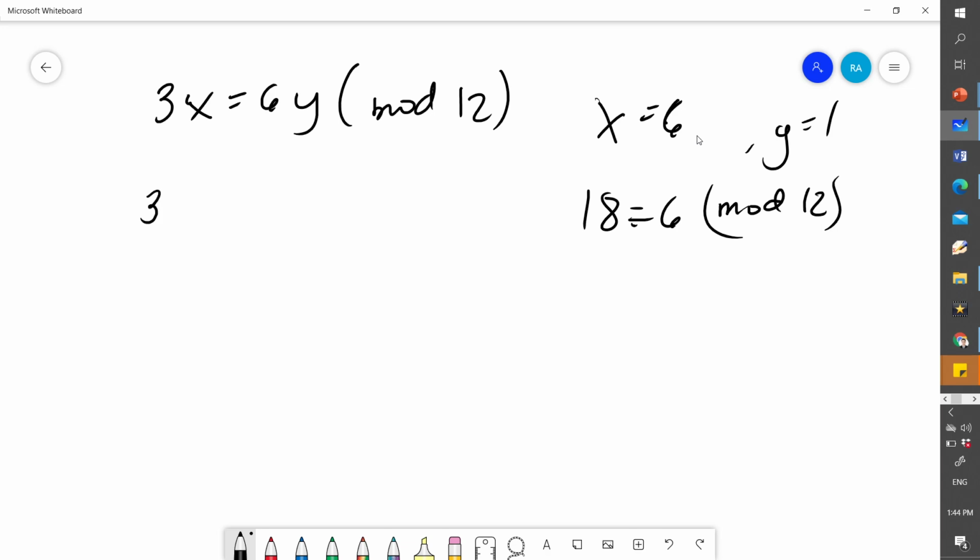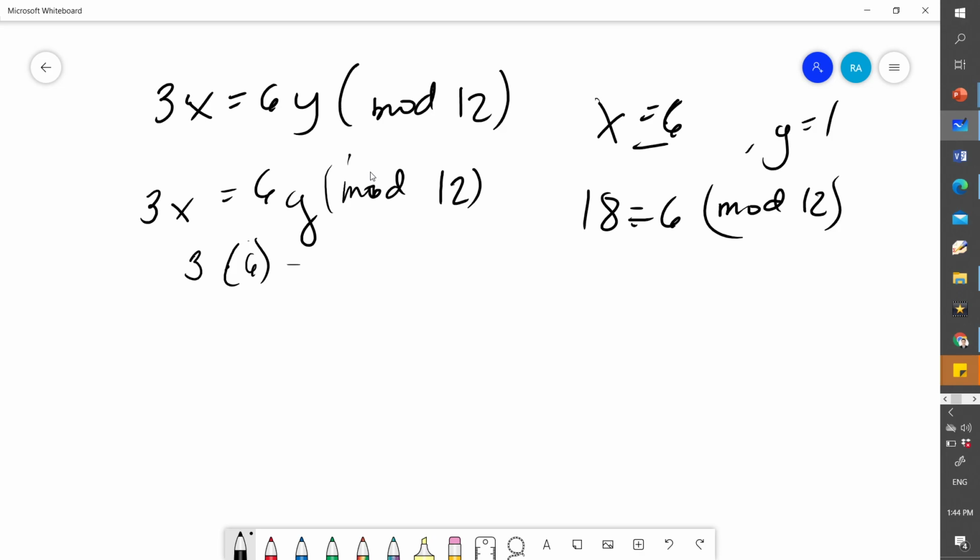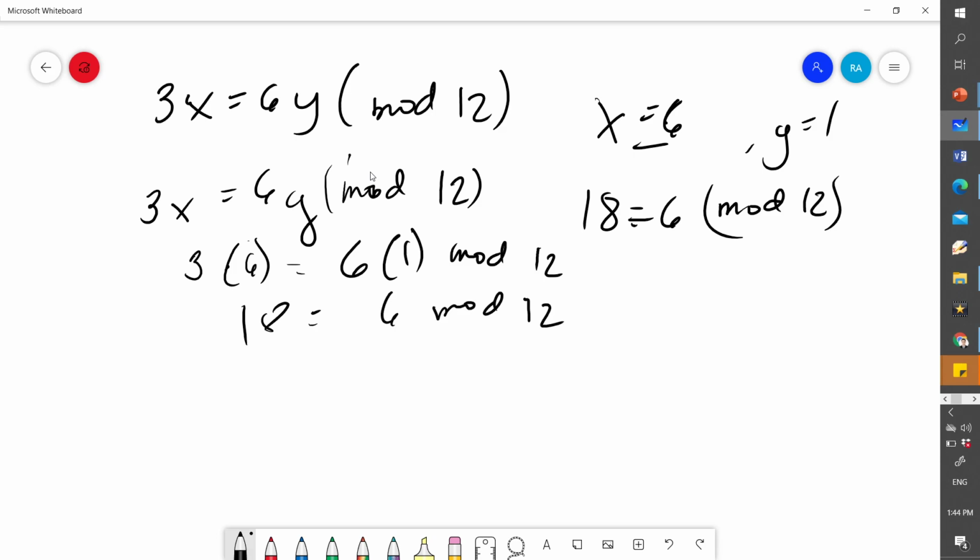Let's check. 3x = 6y mod 12. So 3 times 6, if the value of x is 6, and then 6 times 1 mod 12. So 18 is congruent to 6 mod 12.